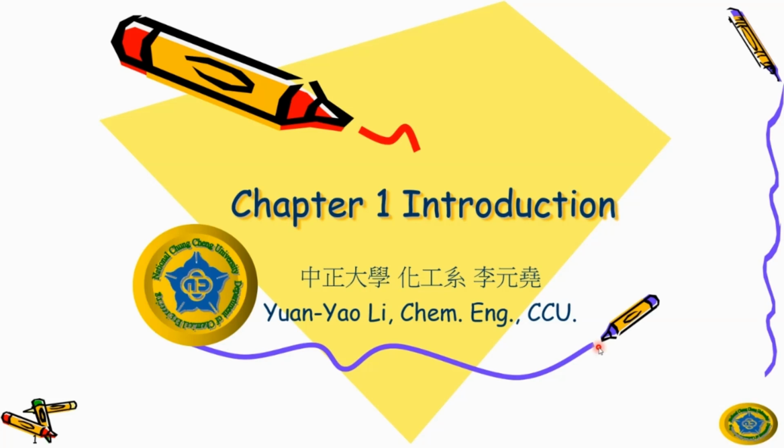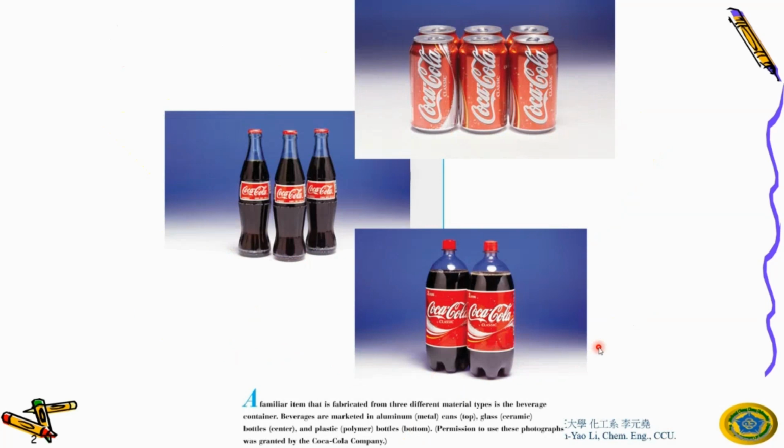So chapter 1 is, I'm sure you're all familiar with this drink, Coca-Cola, right? In Chinese, we say 可乐. In Japanese, cola, right? So when I was young, I didn't have money to buy this, but I saw this on television. There's a glass bottle with Coca-Cola inside.